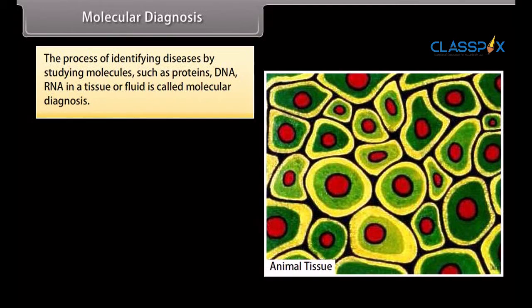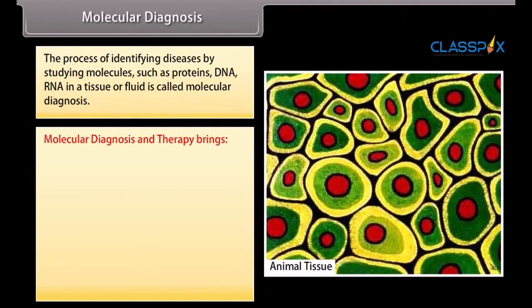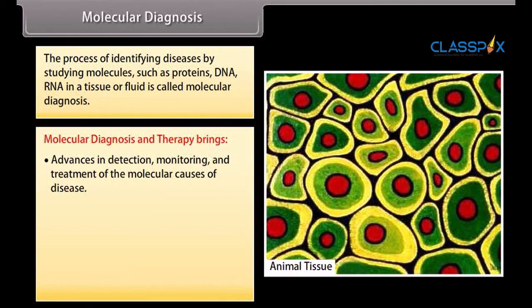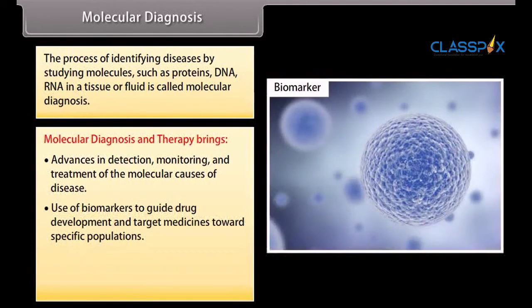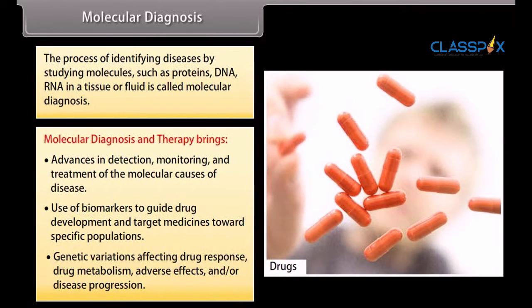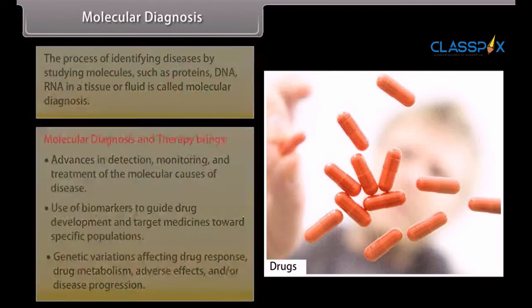Molecular diagnosis. The process of identifying diseases by studying molecules such as proteins, DNA, RNA in a tissue or fluid is called molecular diagnosis. Molecular diagnosis and therapy brings advances in detection, monitoring, and treatment of the molecular causes of disease. Use of biomarkers to guide drug development and target medicines towards specific populations. Genetic variations affecting drug response, drug metabolism, adverse effects, and/or disease progression.